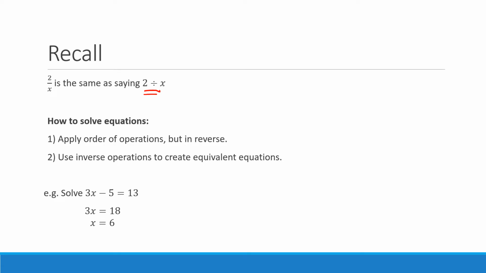And then remember how to solve equations. We need to apply our order of operations but in reverse, then use inverse operations to create equivalent equations, and that helps us do our solving. So for example, when we have 3x minus 5, we need to move the minus 5 first. We move add and subtract first by adding 5 to both sides. And then to get rid of that 3 times x out the front, we're going to divide by 3, and that gives us our final answer of x equals 3.